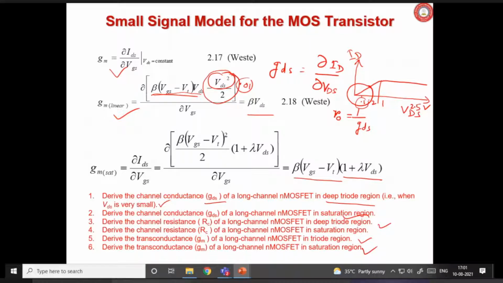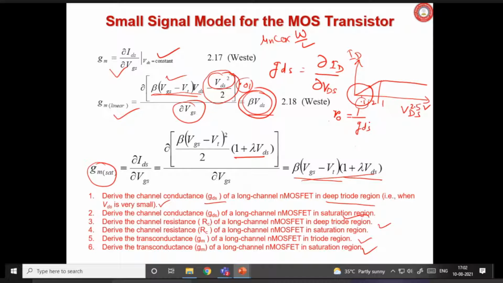So this is the explanation of all, and I think it is coming for the first time. g_m is this. In the linear region and saturation region, there will be two values. In the linear region, it will be beta V_DS if you take the derivative of the current equation, the equation that you may be remembering, with respect to V_GS. Here beta is equal to mu_n C_ox W by L. In the saturation region, what is the value? If you take CLM into consideration, this is the value. And r_o equals 1 upon g_ds.